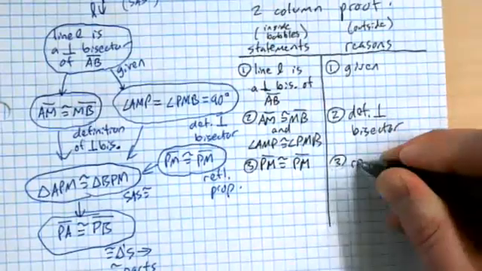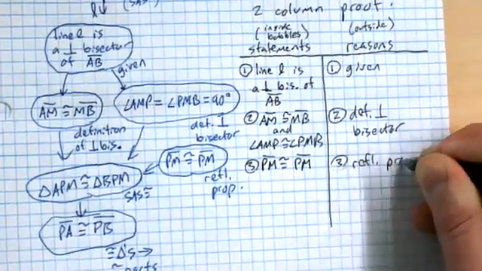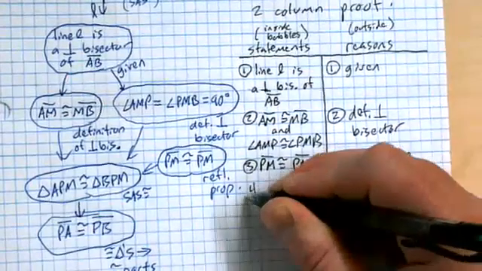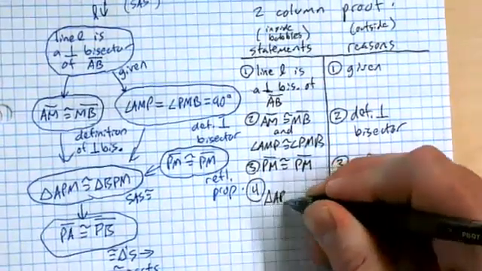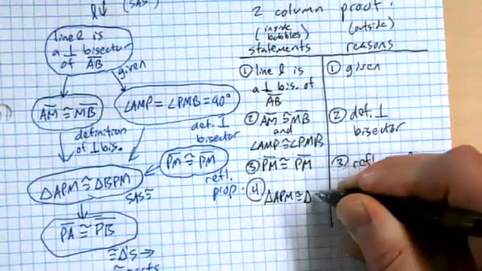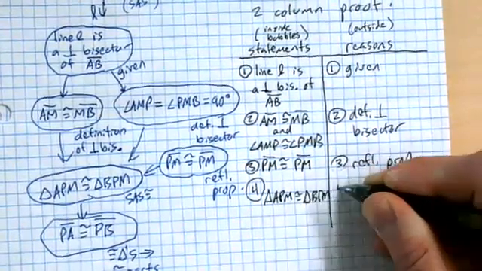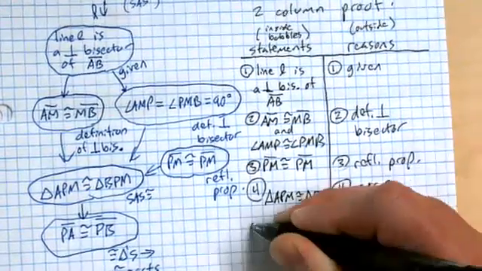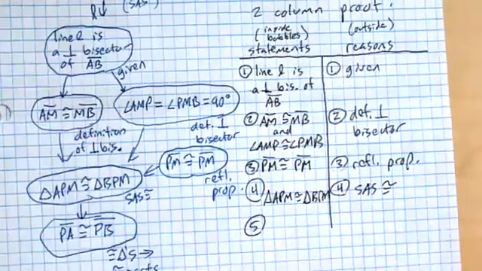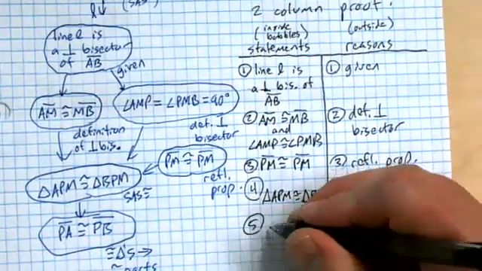By reflexive property. And then step 4, we could do the triangles. And then step 5 is going to be our conclusion. It's got to be the last one. It's the only thing we're missing right now.